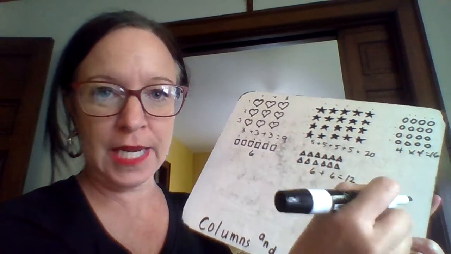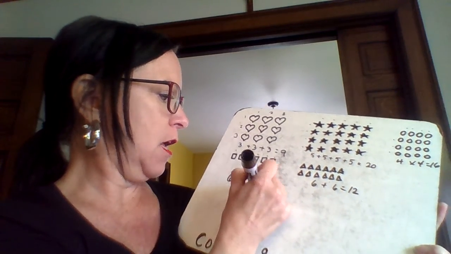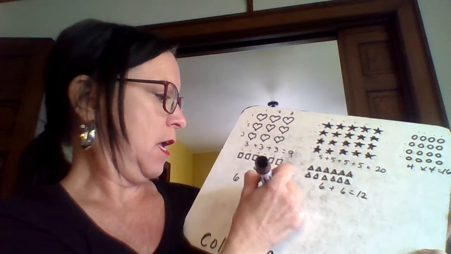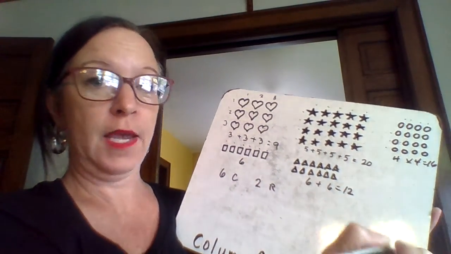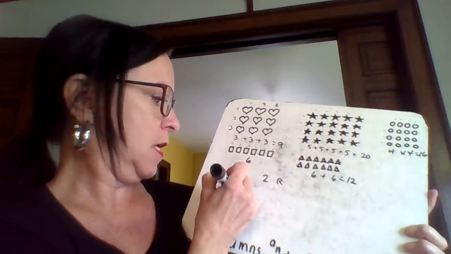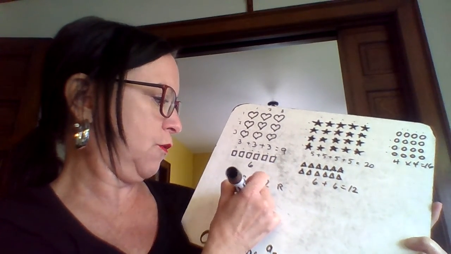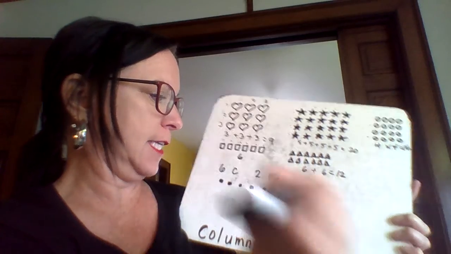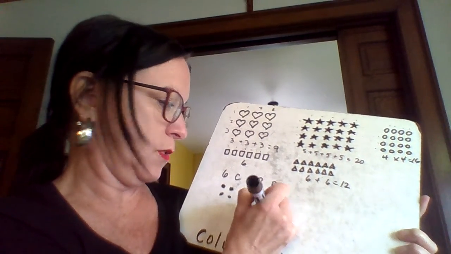Now, if I ask you to show me 6 columns and 2 rows, then you have to draw something where you have 6 columns. So maybe it's just dots. 1, 2, 3, 4, 5, 6 columns, and I have to do 2 rows of it. So I just do it again.